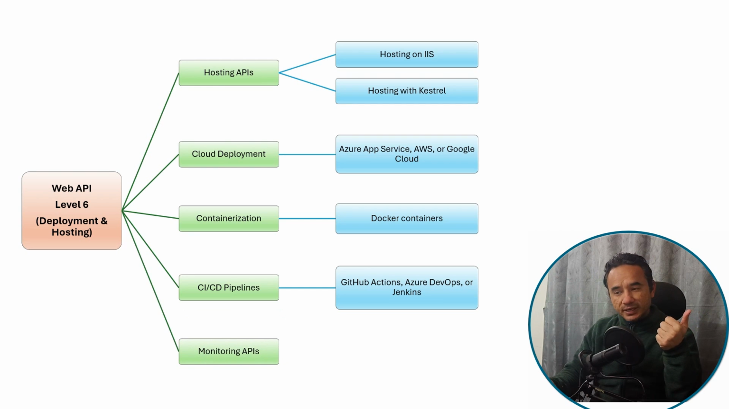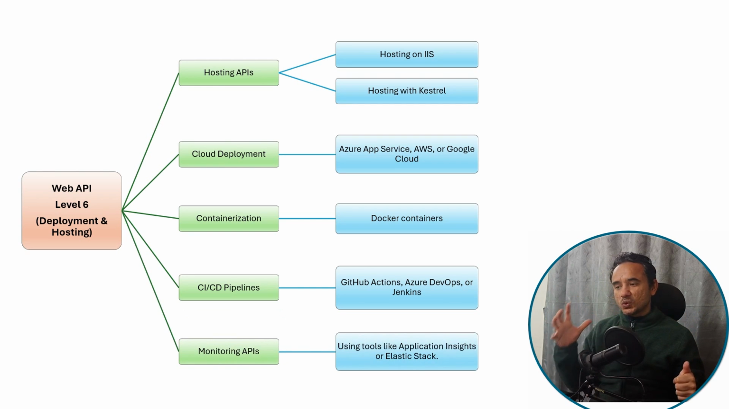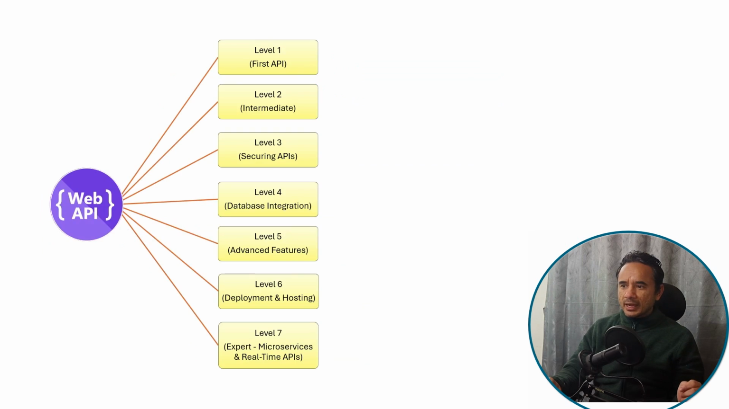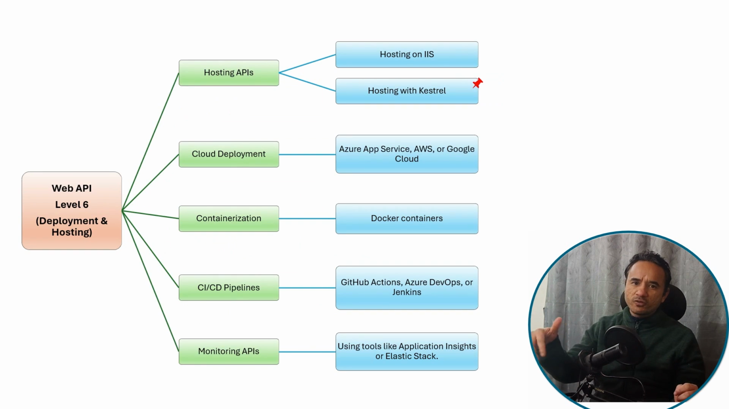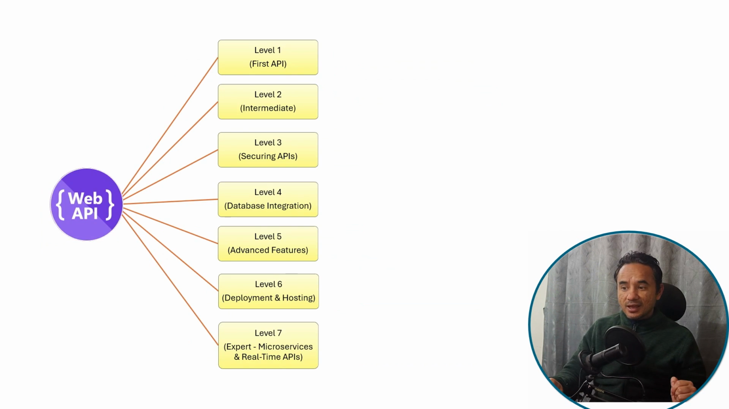Finally, we have monitoring APIs with tools like Application Insights or Elastic Stack. From an interview perspective, understanding Kestrel is important. It can be asked in the interviews. And then Docker is important for senior candidates. Next and the last level is level 7, slightly senior level.